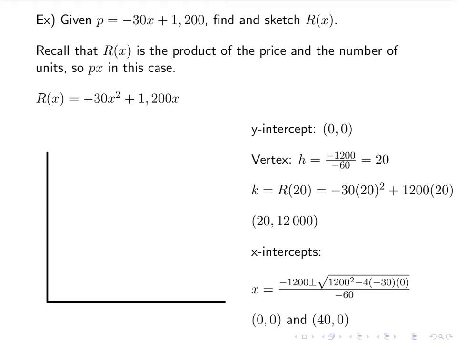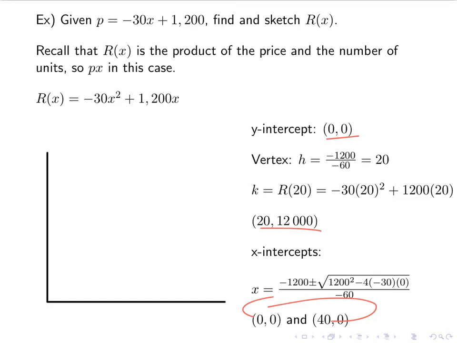Okay. And then when I go to graph it, notice that I only have quadrant 1 here, because like before with cost, revenue, it only makes sense if I'm in quadrant 1. So the quadratic will go into multiple quadrants, but I'm only concerned with the quadrant 1 part. So the first thing I'm going to do is plot my points that I have, my 0, 0, my 20, 12,000, and my 2 x-intercepts.